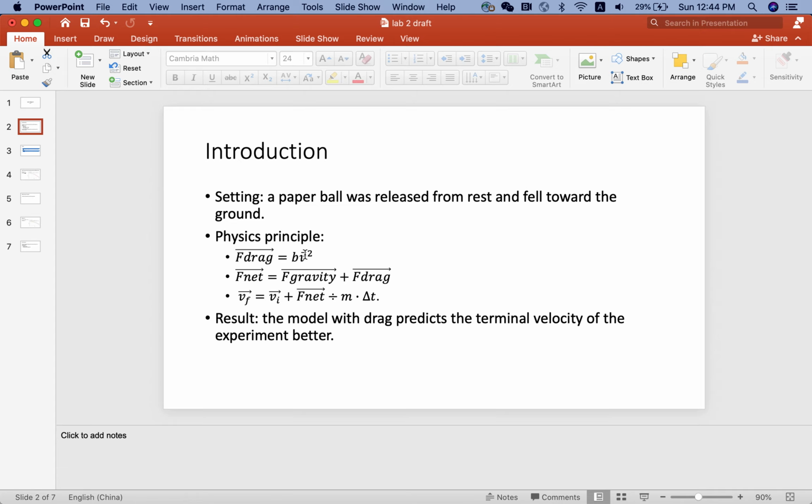The first one is the drag force equals b, a constant, times the velocity squared. And the second one, net force is equal to gravity plus the drag force. And the third one, final velocity equals initial velocity plus net force divided by m times delta t. And the lab report is that the model with drag predicts the terminal velocity of the experiment better.